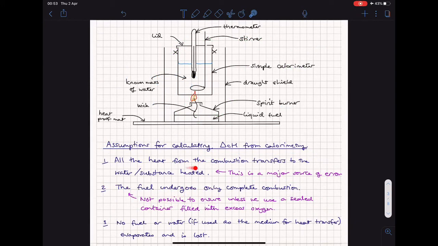So we have a problem with loss of heat from the combustion of the fuel going into the atmosphere rather than heating the substance that we want to measure the temperature rise of. We also have a problem with some of the fuel evaporating or some of the water evaporating in the experiments, which will affect our calculation of delta H. On top of that, some of the fuel may not undergo complete combustion, and if the fuel doesn't undergo complete combustion, there'll be less heat given off, so the value of Q will be less than it should be, and that will affect our enthalpy of combustion calculation as well.